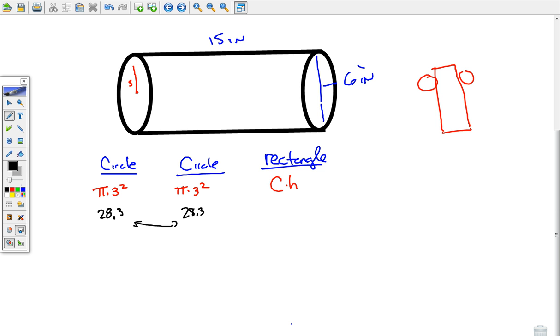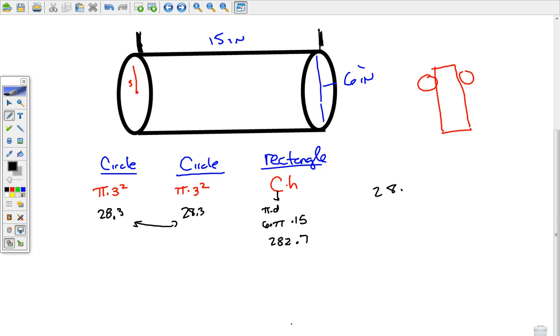And then circumference times height. The circumference, once again, is pi times diameter, so that's 6 times pi there. And the height is our distance from bottom circle to top circle there, so that's times 15. When you do the math there, you get 282.7.